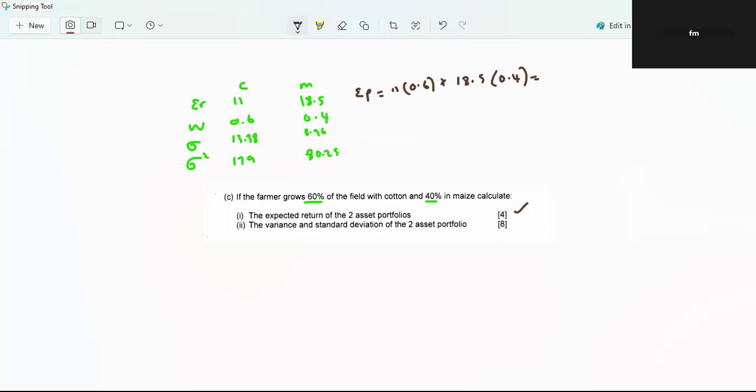So what do we get when we calculate the portfolio expected return? We get 14%. This is simply found by the weight times the return, so put your 14% there. Then we go to calculating what we call the portfolio standard deviation and variance.